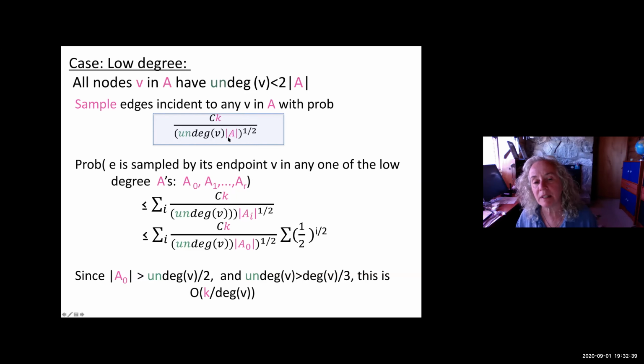But notice, because we have this A in here, and the A's are growing, then it's dominated by just putting in the original A and having this extra factor, which is growing by, the A's are growing by a half, so this is getting divided by 2, and it's the square root of this. So we can just take this out. And when we do that, given the constraints we have on the undegree and the size of A, we get that this whole expression comes to O of k divided by the degree of V, which is what we wanted. So we've shown that each edge is sampled with no more than the right probability.